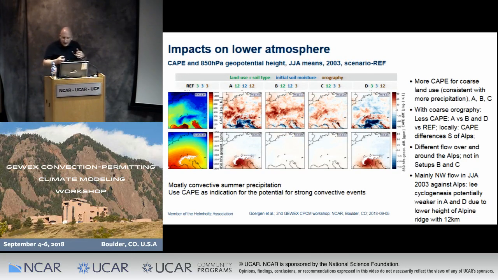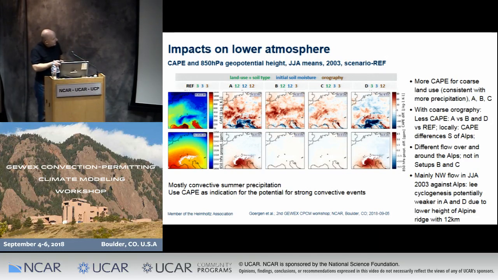But more interesting, even, and that's now really what we found, an insight for us, is we have a different flow over and around the Alps. So we don't see that when we look at here the geopotential height as an indicator for the flow pattern. We don't see anything here where we keep the orography the same, but we change, for example, the land use and we change the initial conditions. But as soon as you change the orography here in these two setups, you see that there is a strong change in CAPE. So it's a decrease in CAPE, and there's also an increase in the geopotential height.